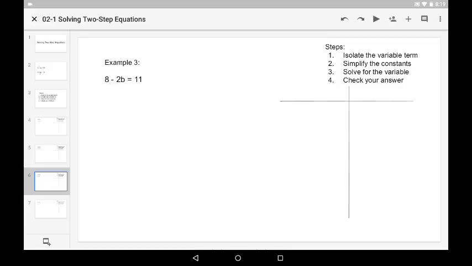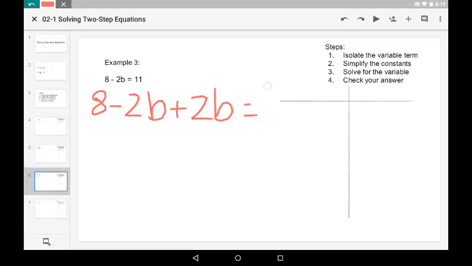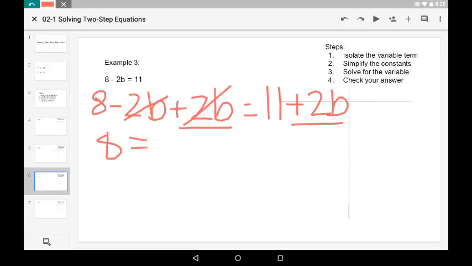I'm going to bring the negative 2b around to the other side this time, to the right side. Okay, so 8, we're subtracting 2b, so I'm going to add 2b to both sides. 8 minus 2b plus 2b equals 11 plus 2b. So I've added the entire variable term to both sides. So if we're subtracting it here and then adding it back in, that cancels out, and we're left with 8 equals 11 plus 2b.